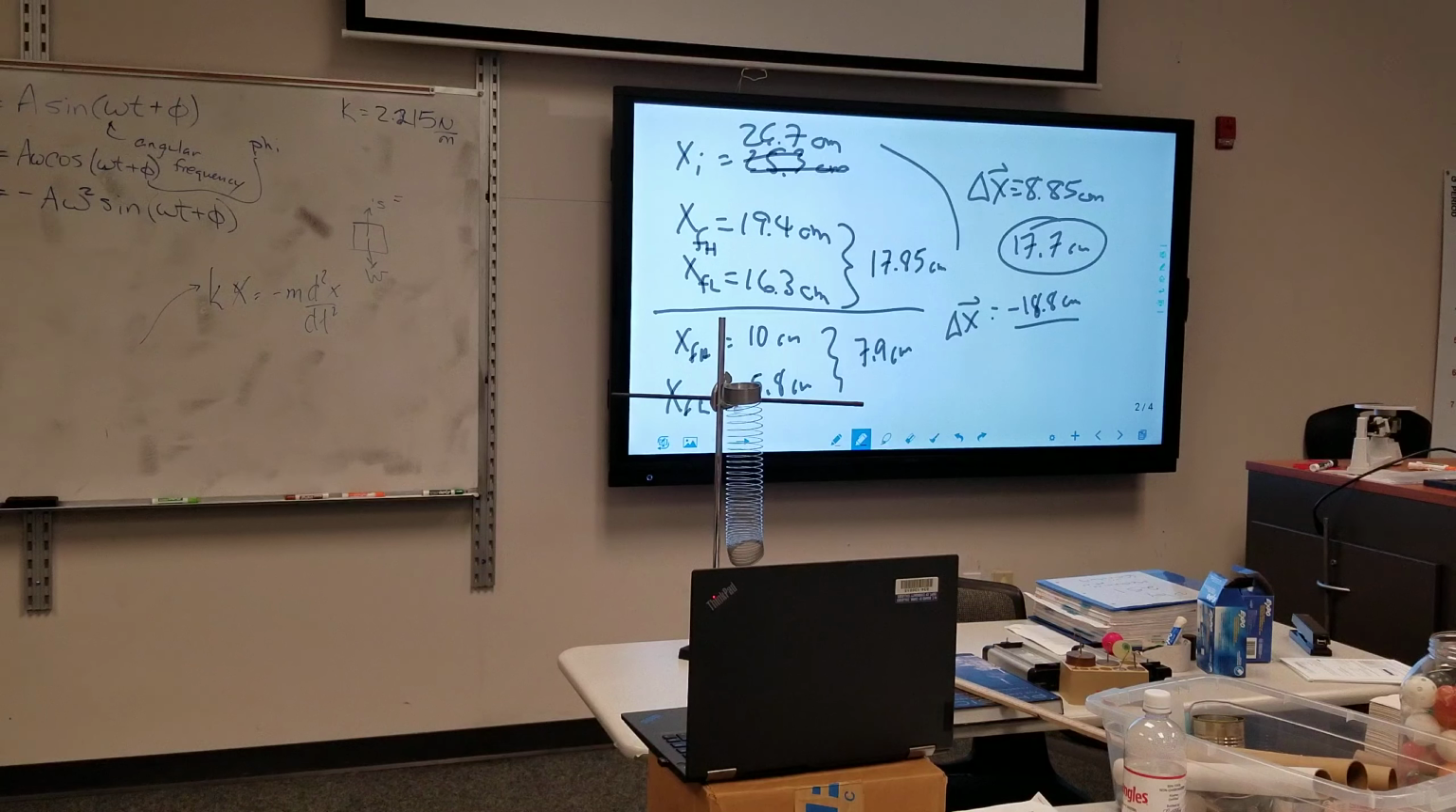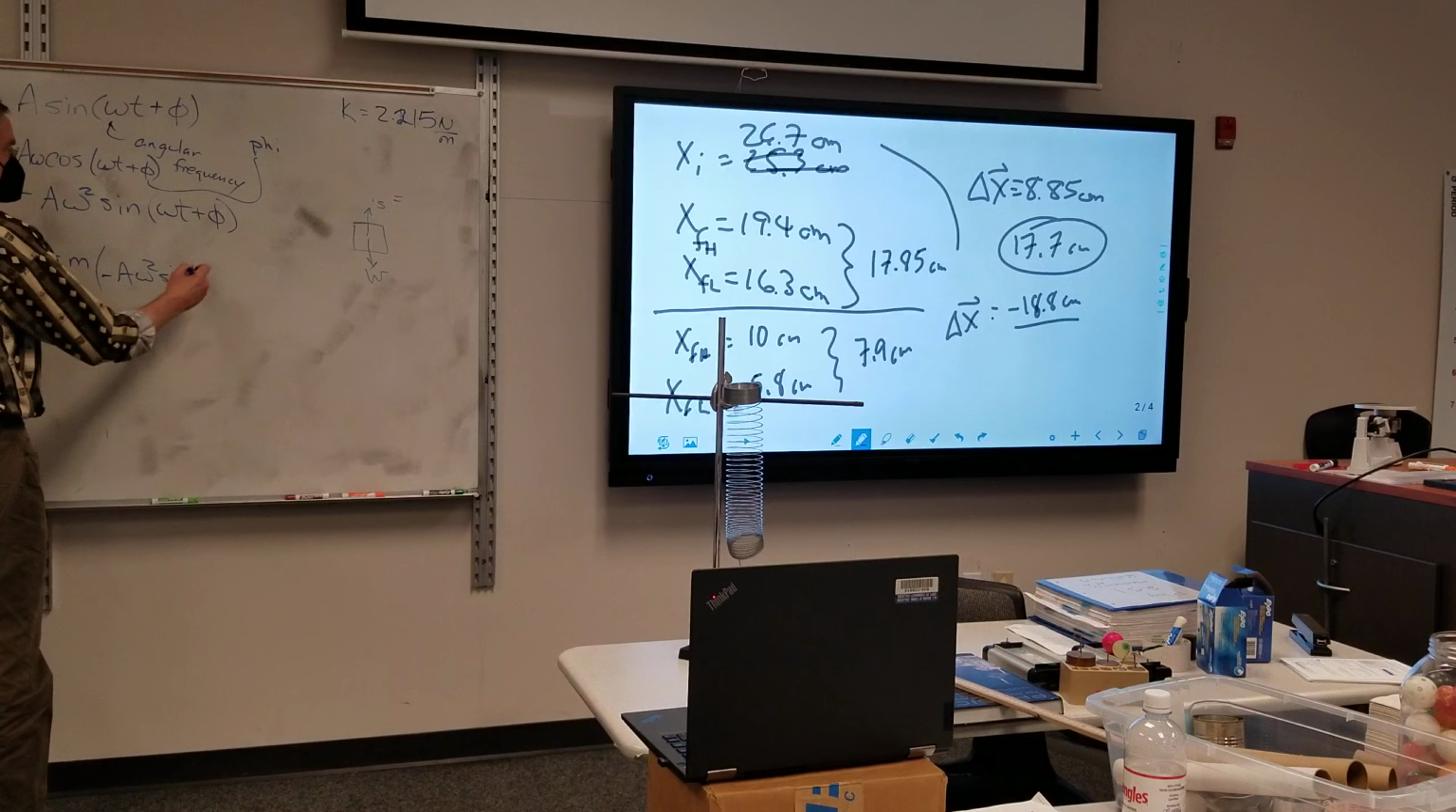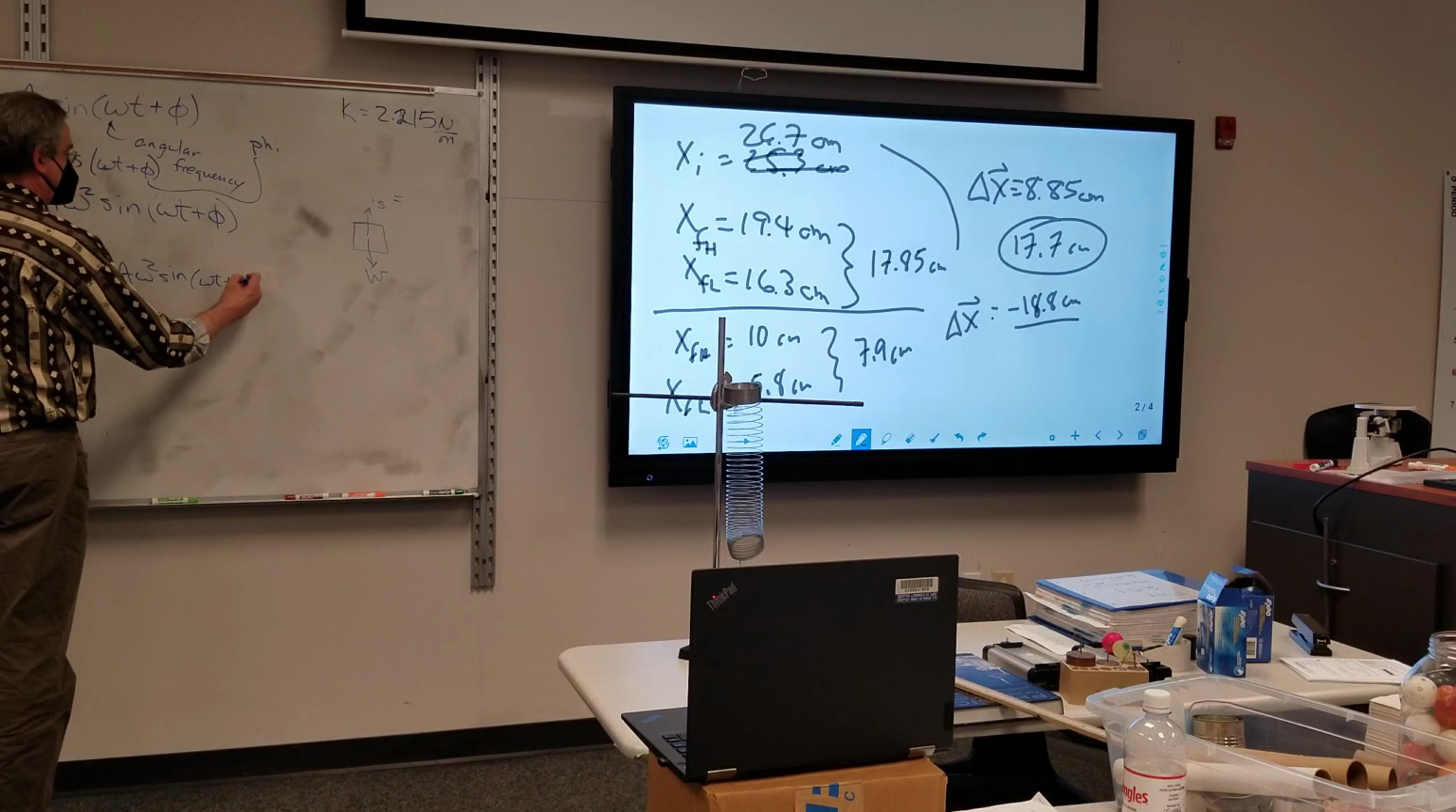So I have negative k a sine of omega t plus phi equals negative m times the second derivative, which is, oh, oops, that's not negative there, times negative a omega squared sine of omega t plus phi.